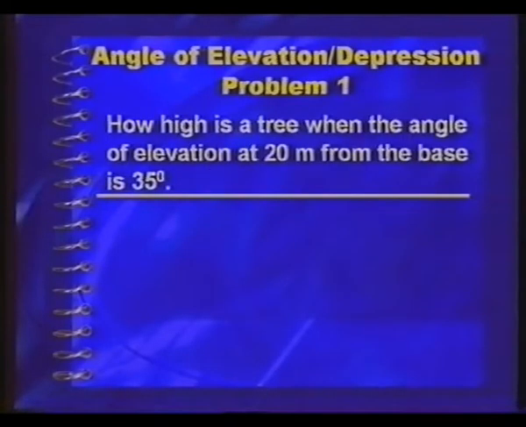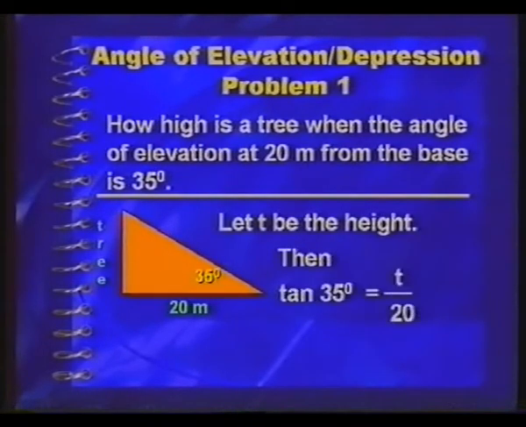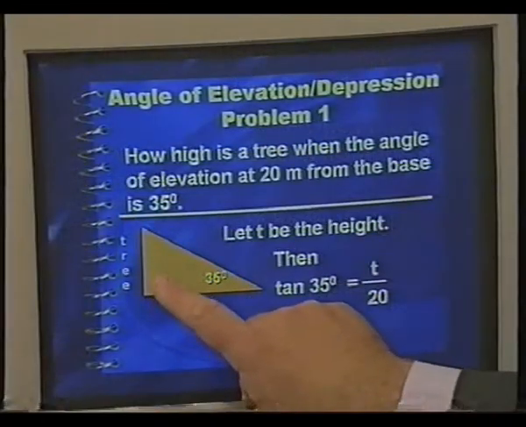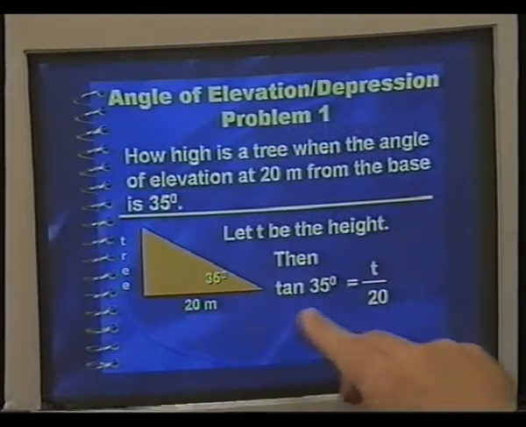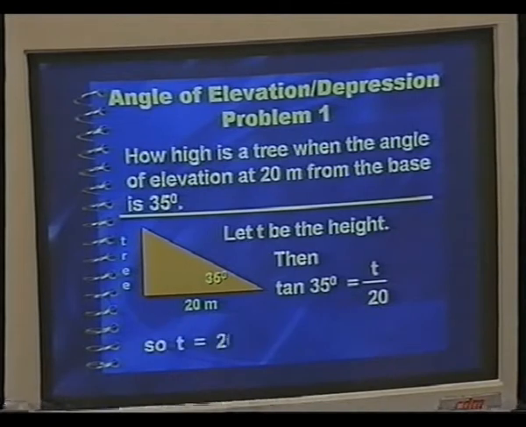Here we've got a tree and you stand 20 meters from that tree and you look up and you see that angle of 35 degrees. You see the top of the tree at 35 degrees. Let t be the height, then I know for this angle that the opposite is the height of the tree, t, the adjacent is 20. Tangent 35 equals t on 20. Cross multiply the 20 by the tangent of 35, so the t then becomes 20 times the tangent of 35, and that equals 14 meters.